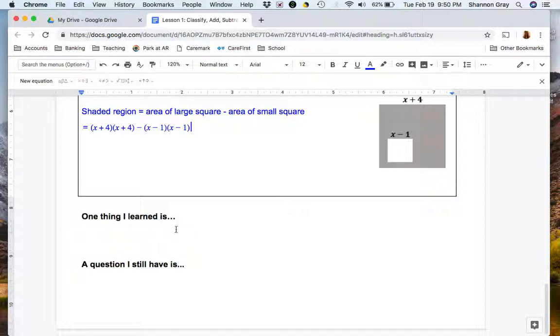Then you're going to fill out "one thing I learned is" and "a question I still have is." So moving forward, when you come into class, you'll be able to share these out and get some clarification. Alright, that's all.